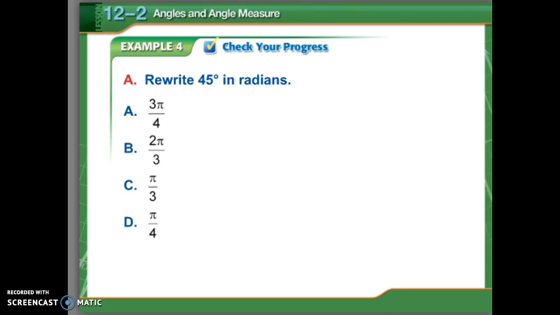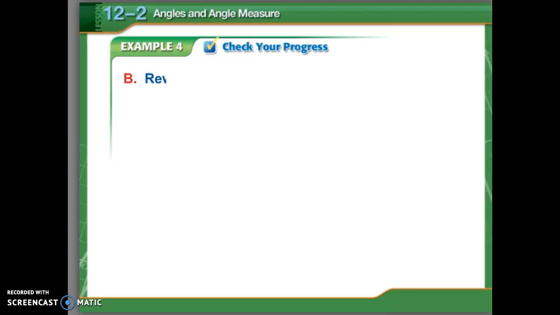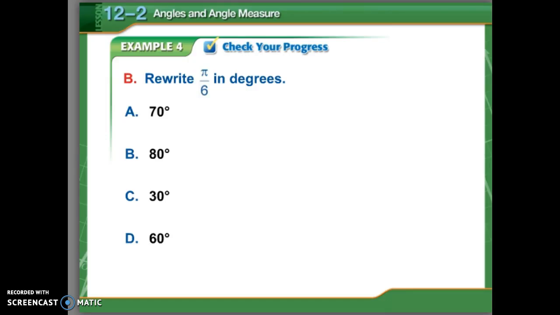All right, check your progress. We're going to do 45 degrees in radians. So write that down on a sheet of paper, work it out, and make sure your answer goes into classwork, including your answer choice from here. For part B, we're going to do pi over 6 and convert that back to degrees. Again, write it down on your classwork page, and pick the answer from this paper.